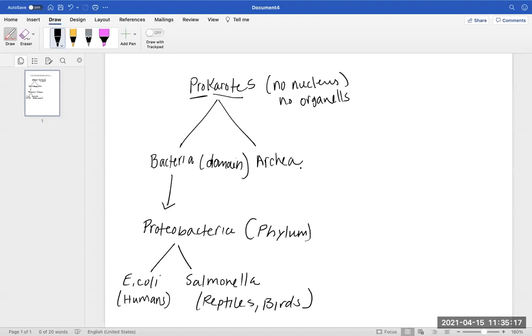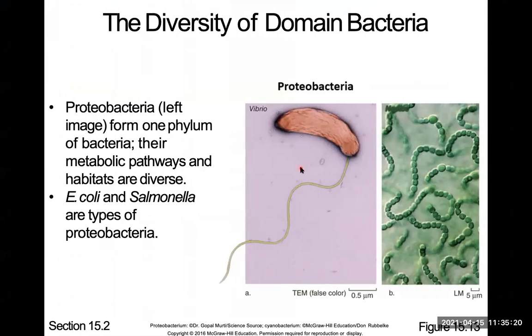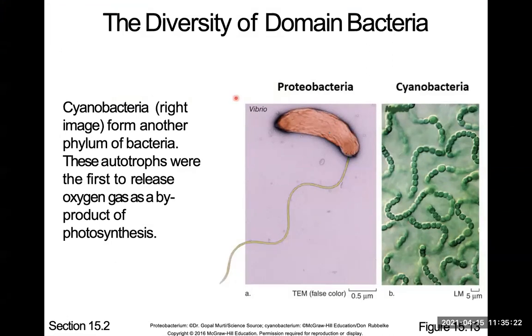species we have covered. So there is cyanobacteria. That's what it looks like. It's bacteria in chains, more than one, so multicellular. That's from another phylum of bacteria. It's not proteobacteria. These autotrophs were the first one to release oxygen.